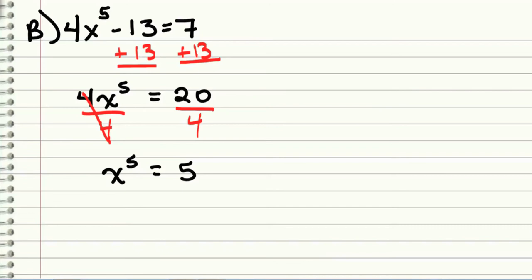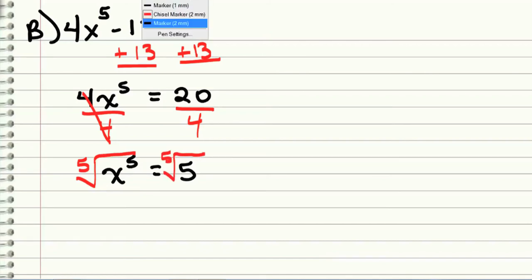And remember now to undo this power of 5, we're going to use its inverse, which is the radical. So now we're going to use the fifth root of both sides. And so the 5's reduce, and we're left with x equals.